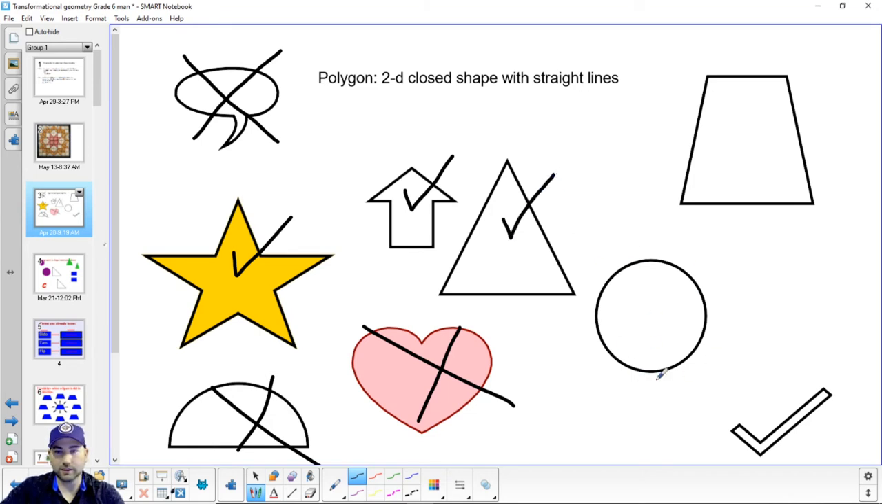How about the circle? That's a closed shape, but it doesn't have straight lines. What about this quadrilateral? Yes, that is a polygon. Straight lines, closed shape. How about this check mark? That is a polygon.